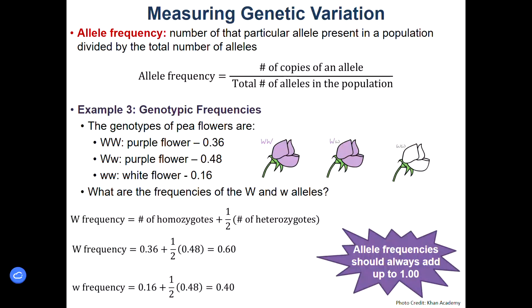And then the same for little w. And remember, your allele frequencies should always add up to 1. Okay, so we use half here for our heterozygotes because they only have 1 of the copies of the allele we're interested in. They don't have 2, so we need to take only half of their percentage, or their frequency.